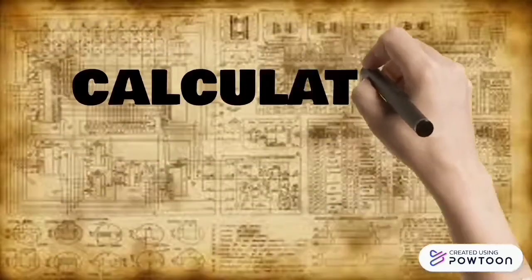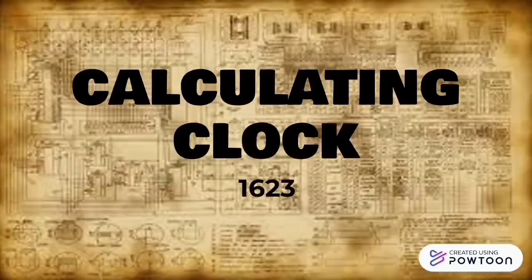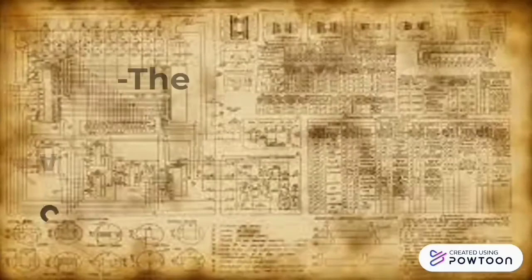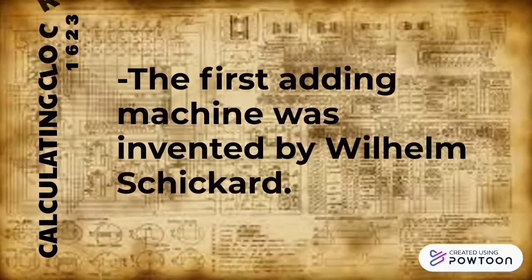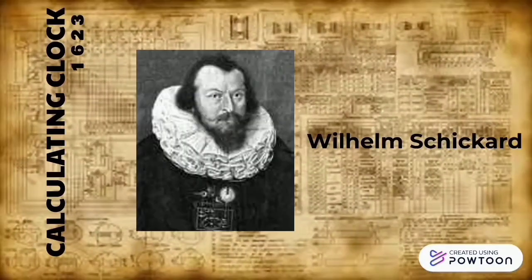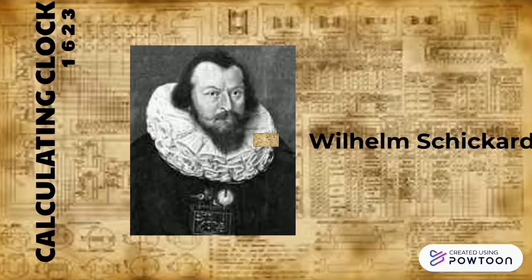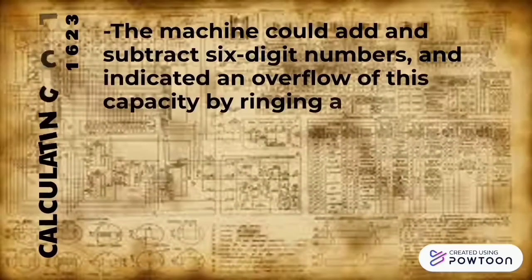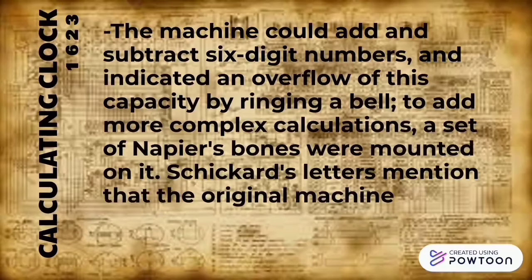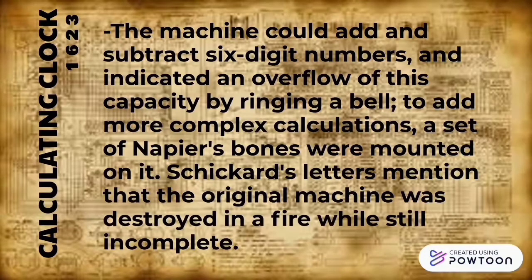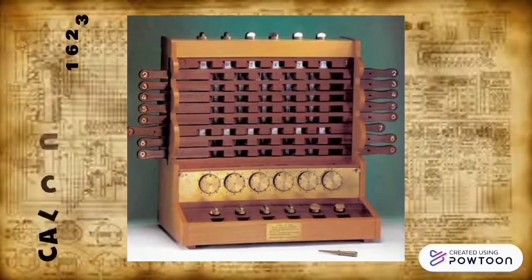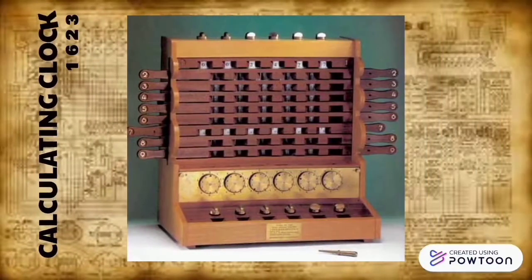In 1623, the first adding machine was invented. It is the calculating clock by Wilhelm Schickard. The machine could add and subtract 6-digit numbers and indicated an overflow of this capacity by ringing a bell. To add more complex calculations, a set of Napier's bones were mounted on it.